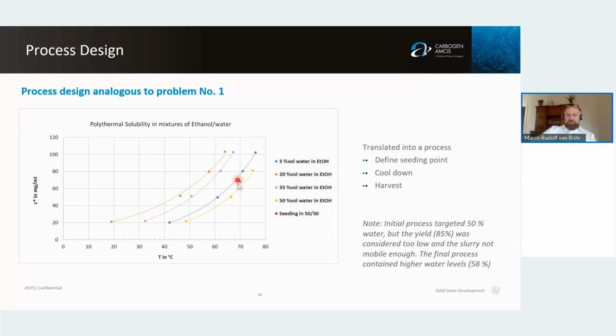So we calculated here a supersaturation of 25%. That's quite accurate for recrystallization in mixed systems. But we had to move away from that because the yield was a bit low with 85%. The slurry was not mobile enough. So the final process was then containing higher levels of water.